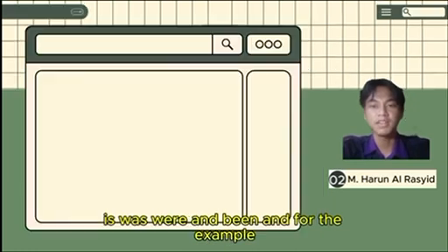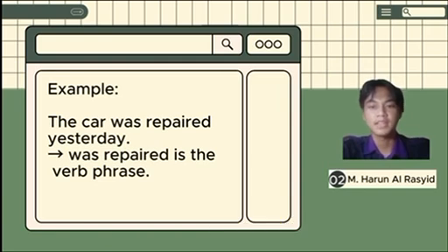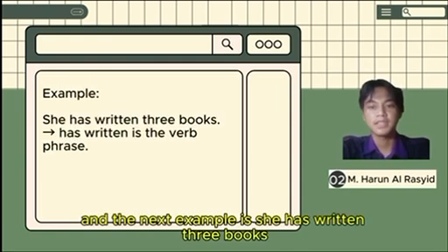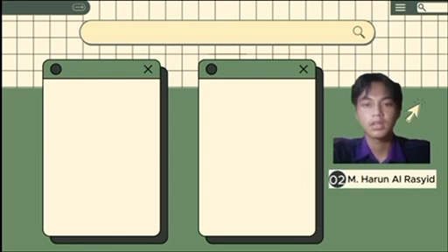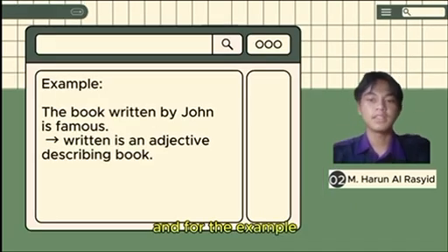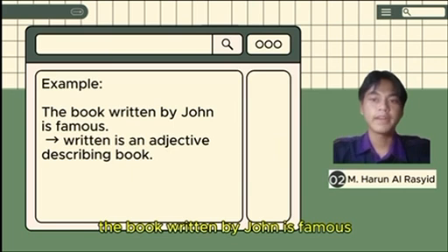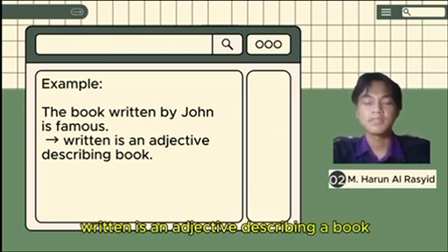For example, the car was repaired yesterday. Was repaired is the verb phrase. The next example is, she has written 3 books. Has written is the verb phrase. Now, the second way is adjective, when it describes a noun. For example, the book written by John is famous. Written is an adjective describing the book.